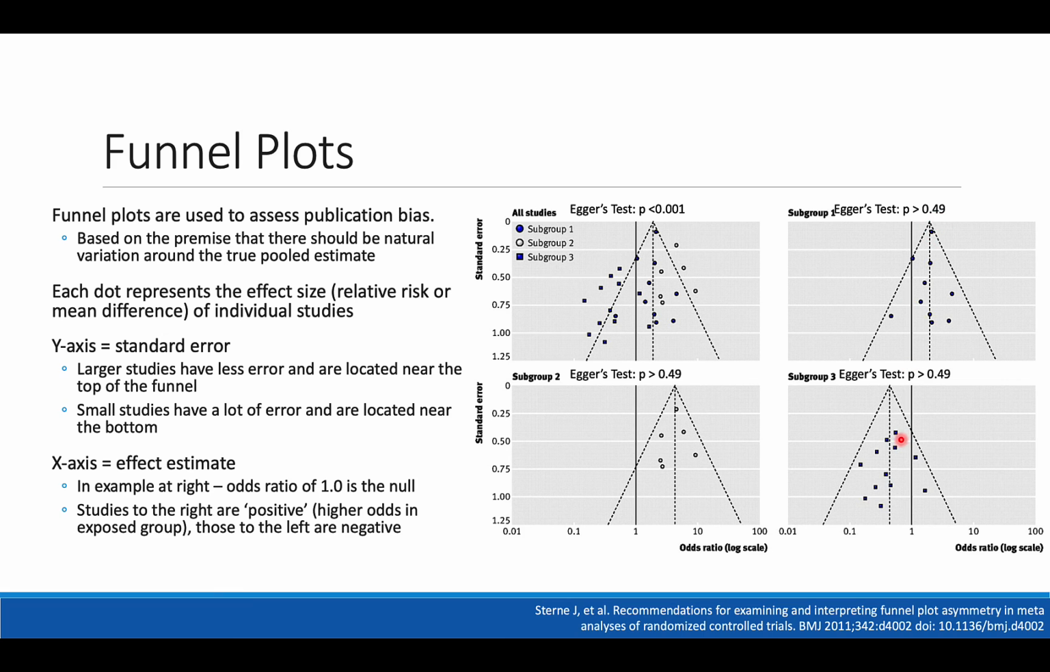For each of these other studies here, these panels, you can see that the Egger's test is greater than 0.5. So there is no evidence of statistically significant publication bias. And you can see all these dots fall within the funnels on these plots. Okay.